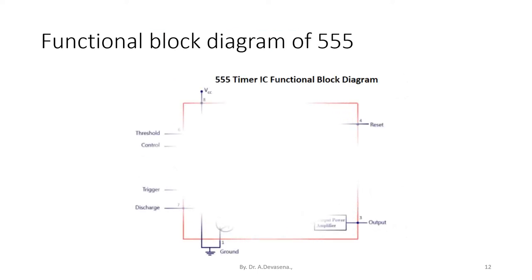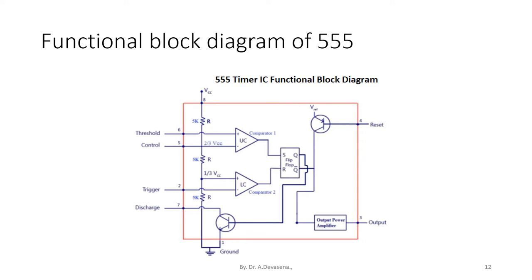The functional block diagram of the 555 timer IC is shown here. In this block diagram, we are seeing comparator 1 and comparator 2. Comparator 1 is acting as the upper comparator and comparator 2 is acting as the lower comparator. The outputs of comparator 1 and comparator 2 are connected to the flip-flop's S and R inputs. We know that the flip-flop has two outputs. Q output is connected to the transistor and Q bar is connected to the output power amplifier. In this block diagram, we are also seeing three 5 kilo ohm resistors forming a potential divider. Due to this, the IC is named the 555 timer.